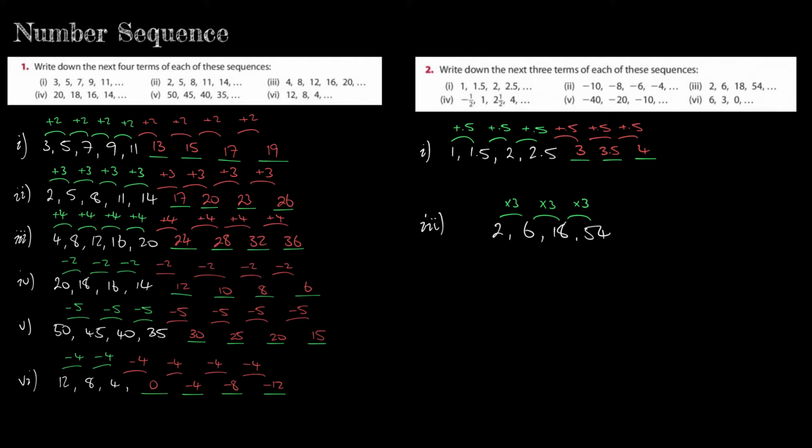So the next couple of terms there will be times by 3. 54 times by 3 will give me 162. Times by 3 will give me 486.